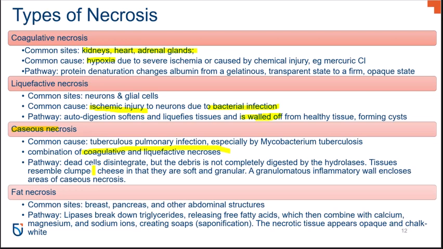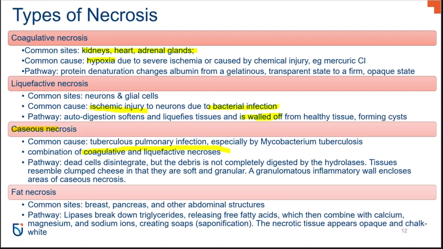So caseous necrosis will get this clumped cheese appearance, and then there'll be a granulomatous inflammatory wall that will enclose the area of caseous necrosis. So what happens is the caseous necrosis ends up being walled off. And this can be seen long-term, somebody that's had an old infection, on X-ray of their lungs.